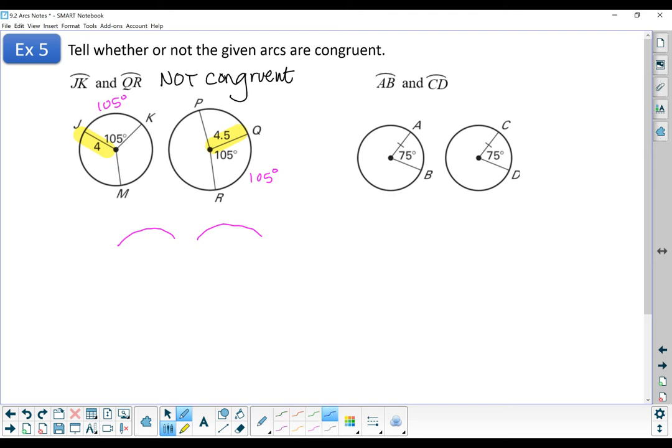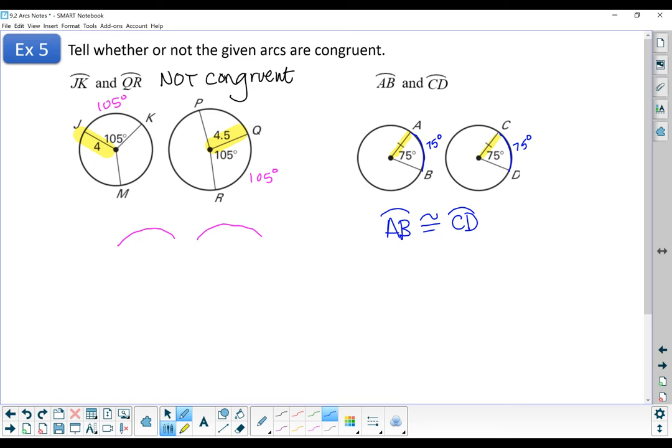In our second example here, we want to compare arc AB and arc CD. Now, if I do just compare their arcs directly, you can see, they are exactly the same. And that's because not only are they both a 75 degree arc, but they also are both on a circle that is the same size. We can see that the radius of this circle is the same as the radius of the second circle. So arc AB is congruent to arc CD.